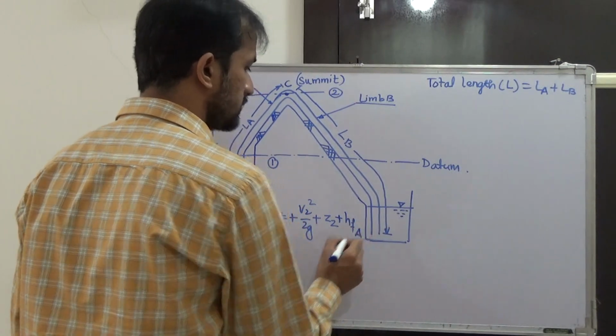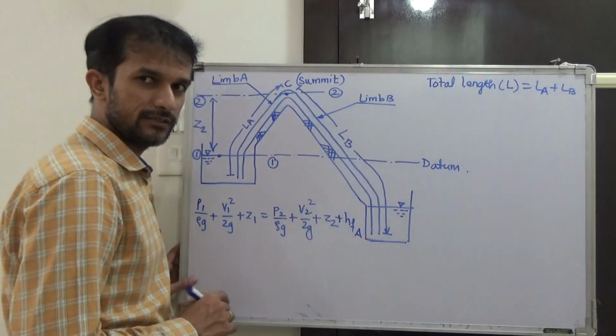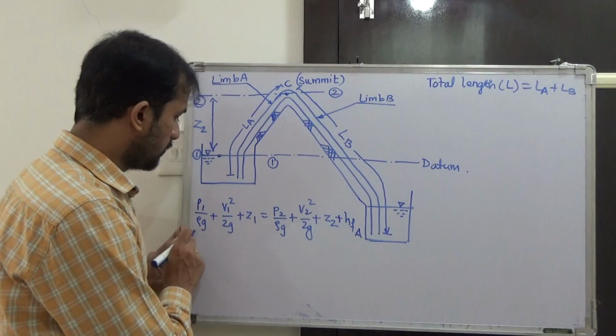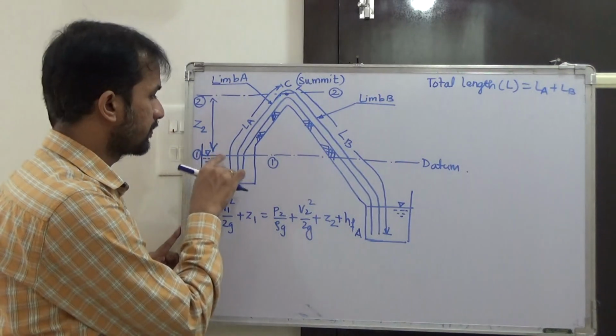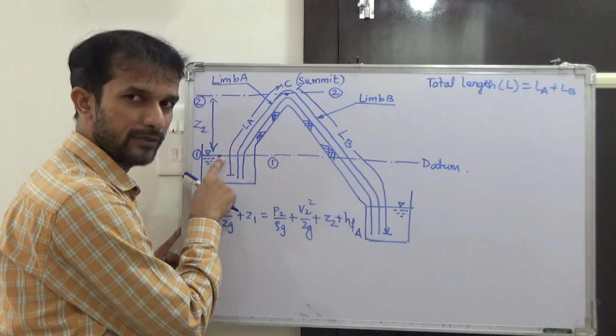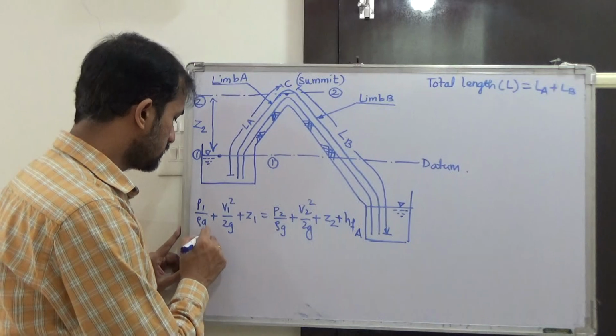This is the frictional loss in the limb A. Okay, so this is what the modified Bernoulli's equation is now. If I try to simplify this equation, let's observe what P1 is. P1 is the pressure at this point, and that pressure is atmospheric pressure, meaning 0 gauge pressure. This equation is in terms of gauge pressure. So this will be 0.